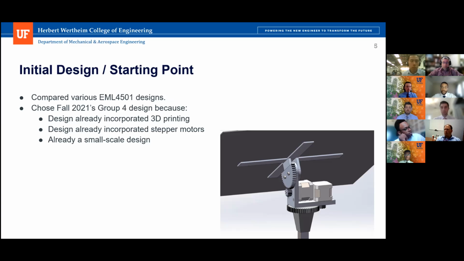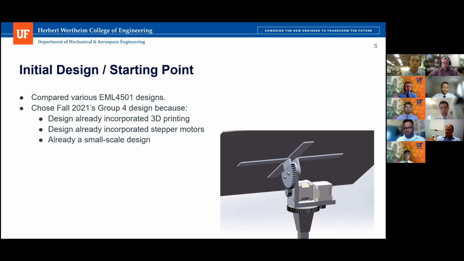After we individually selected our 4, we reconvened, shared our selections, and then selected the 4 most common designs among our selections to put through a house of quality assessment. We did a similar approach for some of the customer needs that we wanted to prioritize for this semester. We also put those in the house of quality, and that helped us narrow our 4 designs down to 1 design, which is the winner of the house of quality. The winner was fall 2021's group 4 design that you see here.